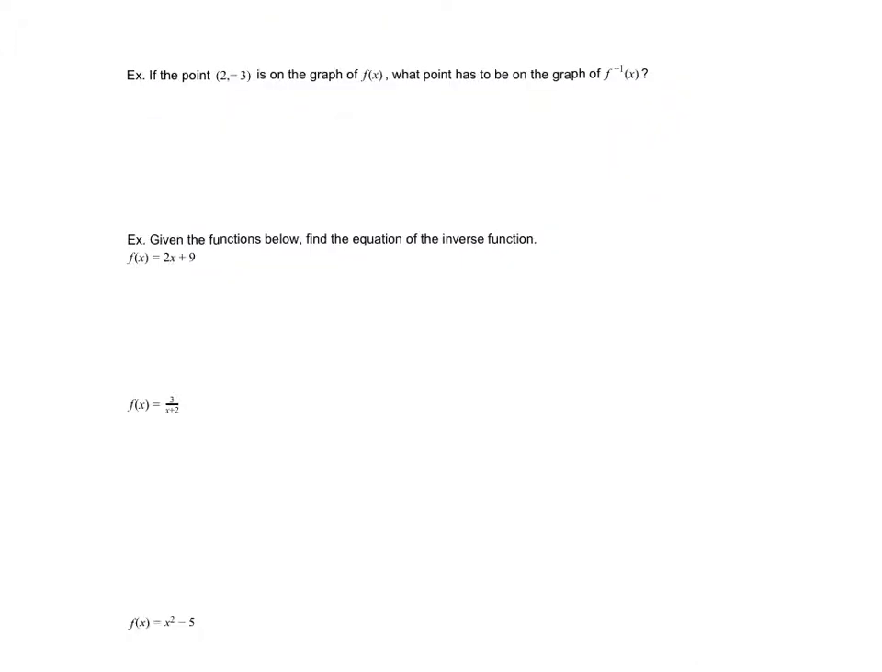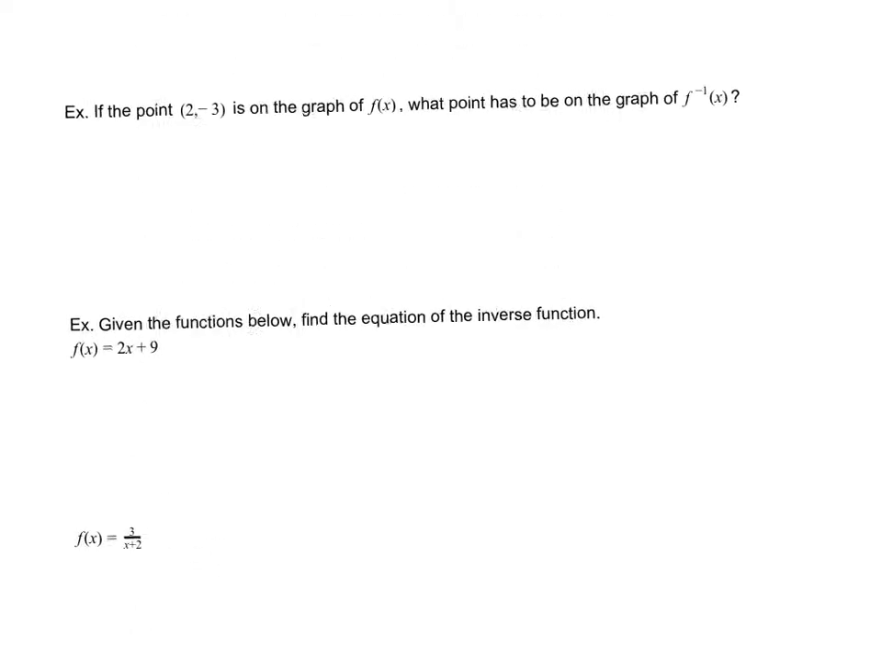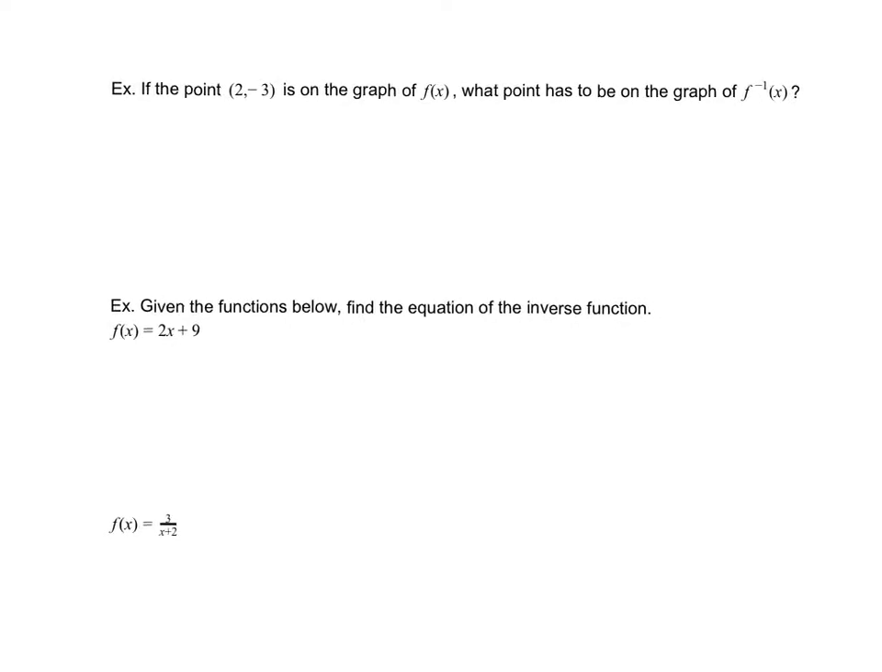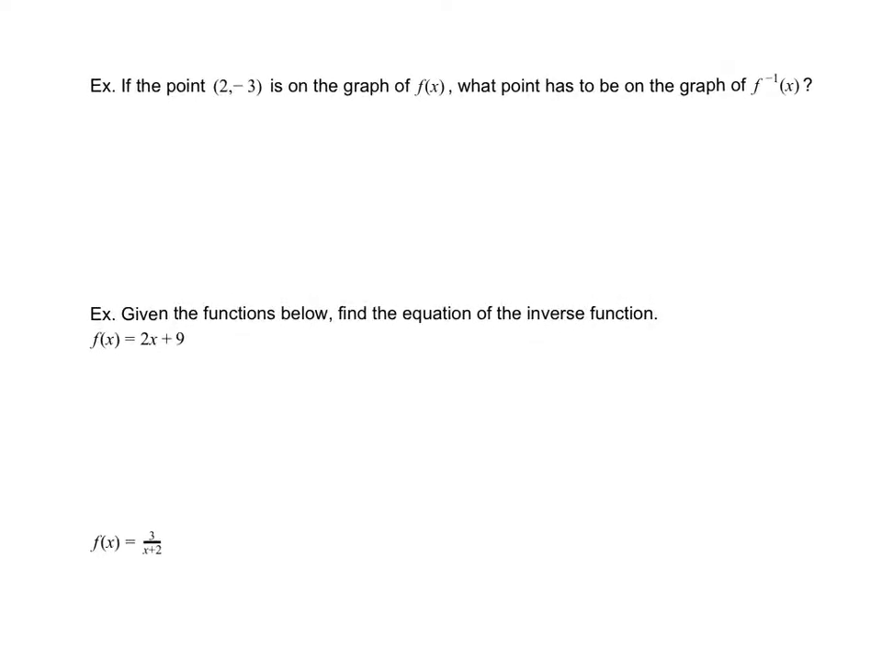So here's a couple examples of how we'll find inverses and just a little bit more about an inverse. So this says if the point (2, -3) is on the graph of f of x, what point has to be on the inverse? So what this is essentially telling us is if we take f of 2, because that's the x value, that equals -3. Well, then if I want to undo that, we would take f inverse, remember, of what we ended the function with. So f inverse of -3 would equal 2.